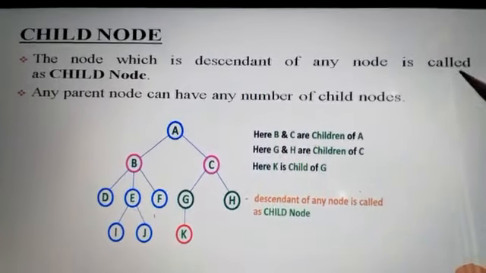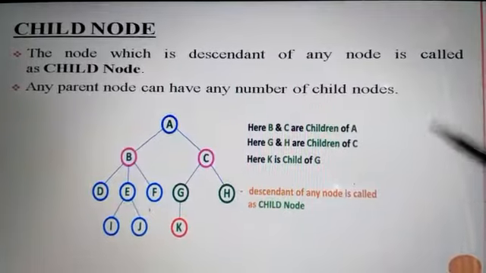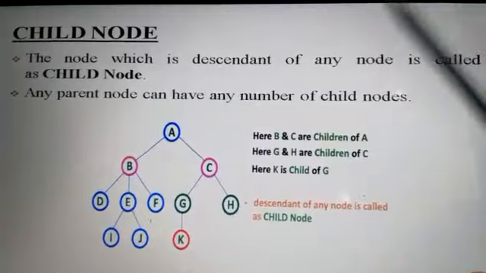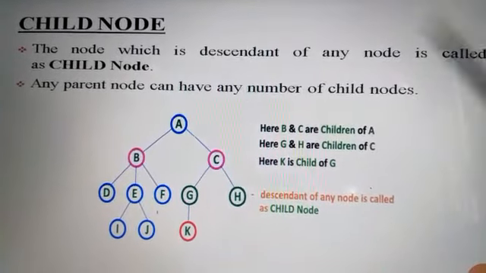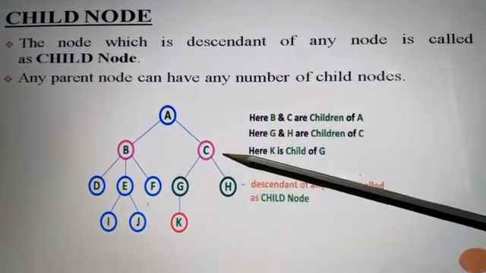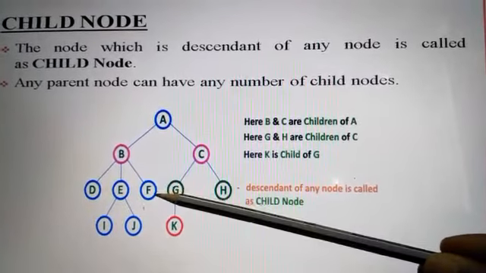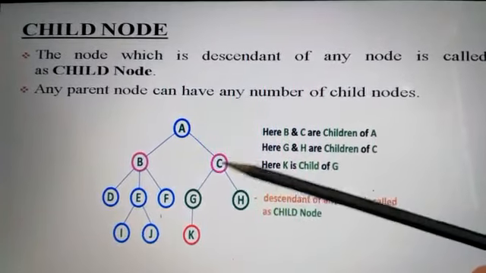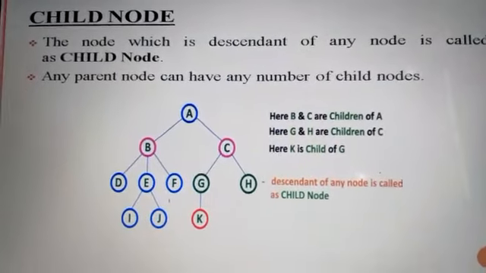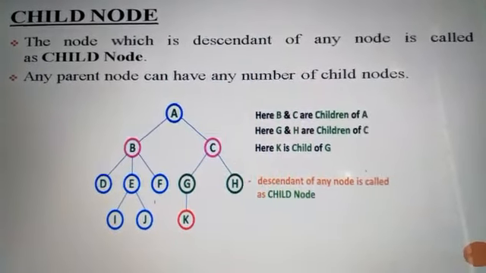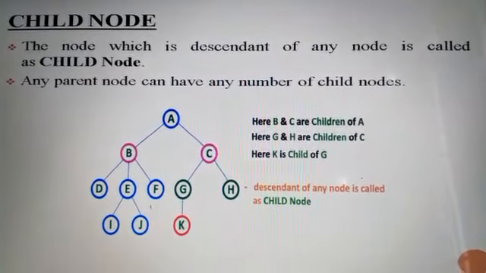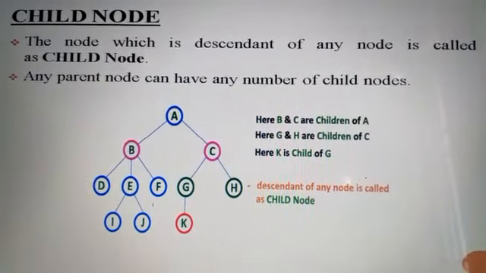Next, child node. A child node is a successor of any node. Any parent node can have any number of children. There is no limitation. In simple terms, the node which has a link from its parent node is called a child node. Here, B and C are the child nodes of A. D, E, F are child nodes of B. G and H are child nodes of C. K is a child node of G. In a tree data structure, all the nodes except the root node are child nodes because the root node does not have a parent. It is the topmost node in the tree.